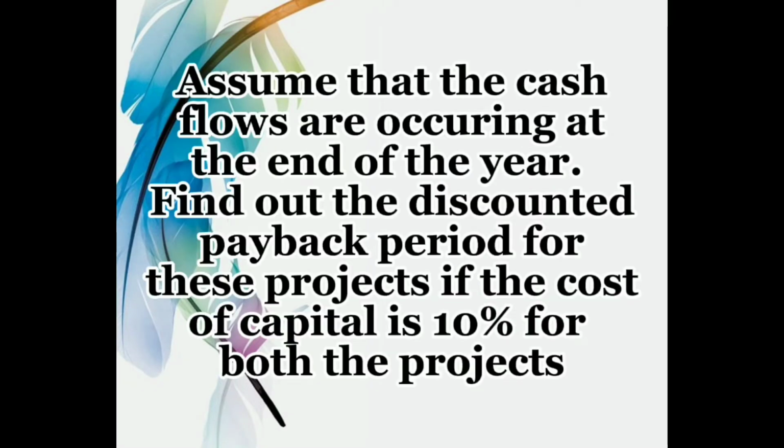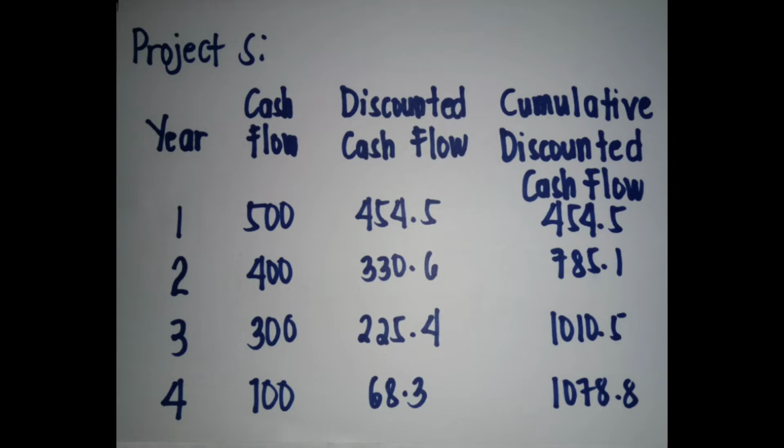Assume that the cash flows occur at the end of the year. Find out the discounted payback period for these projects if the cost of capital is 10% for both projects. So, our cash flow happens only at the end of each year. Our task is to find the discounted payback period for these projects when the cost of capital of the two projects is 10%. So, let us start with Project S.